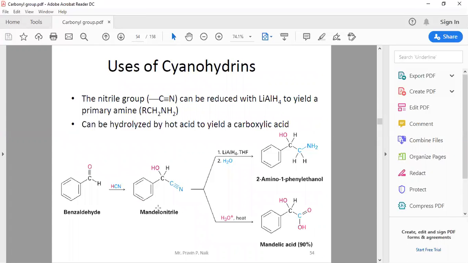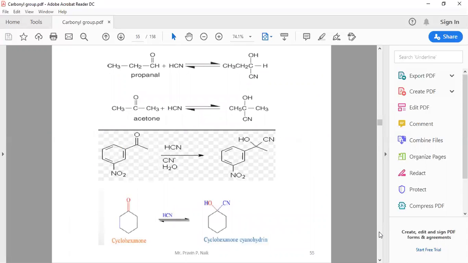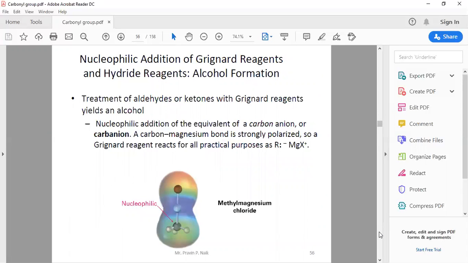So mandelonitrile, once formed, can be reacted with lithium aluminum hydride and water in the presence of THF as a solvent. So you can see here the CN is getting reduced to amines. And here, in acidic conditions, it is getting hydrolyzed to carboxylic acids. So reduction gives amines and hydrolysis gives carboxylic acid. So there are different examples.